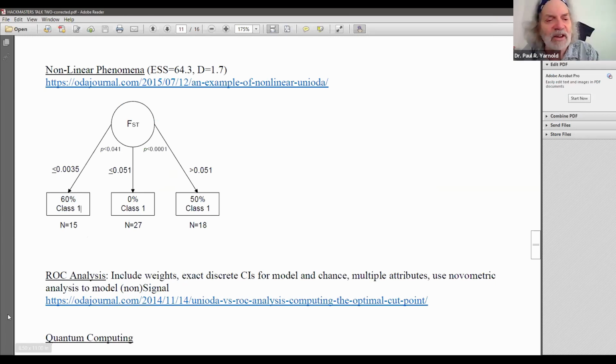Okay, and it's significant, 0.041, 0.001. Now, look at the one on the right. 50% were class 1, 50% were class 0, but still, I mean, it's 50 and 60. But look at the middle one. 0% were class 1. You know what that is? Do you know what that describes?